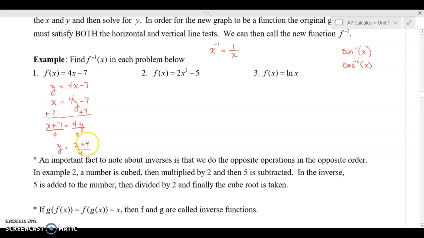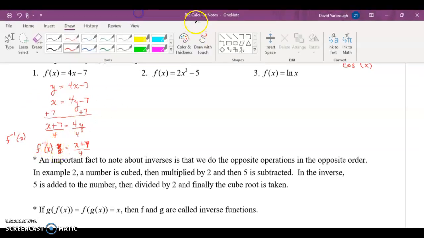So the answer is y equals x plus 7 over 4, and we call it f inverse of x. Maybe I'll just mark that out and say that it's f inverse of x, just to save a little bit of pencil space here.